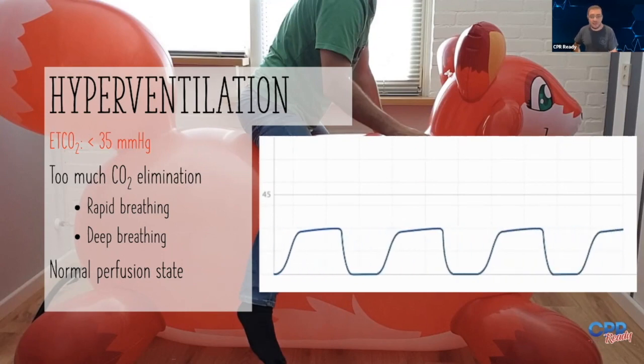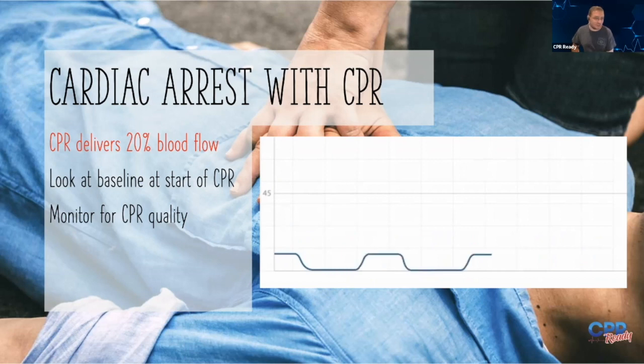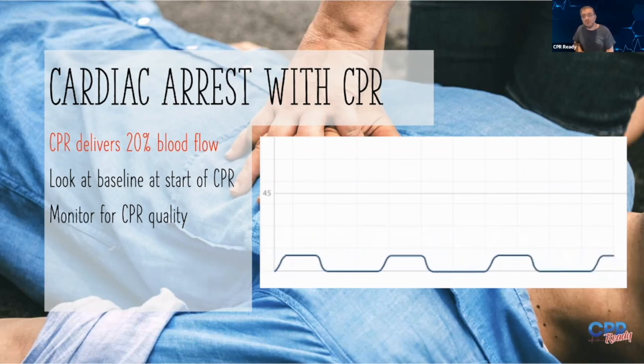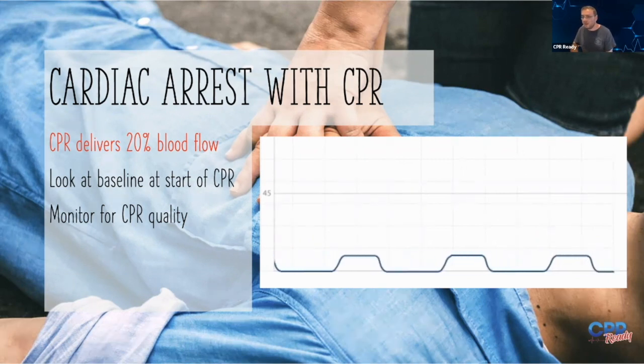Now, the most common use case that I see for capnography is cardiac arrest. The American Heart Association recommends that you monitor capnography during resuscitation as a way of gauging not just the effectiveness of your ventilations, but also a way of monitoring the effectiveness of your chest compressions. So the recommendation is that your end-tidal CO2 during CPR should be at least 10. So 10 millimeters of mercury minimum to reflect adequate chest compressions.